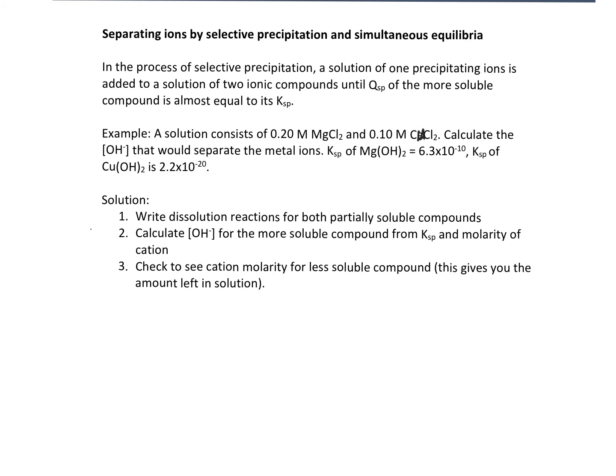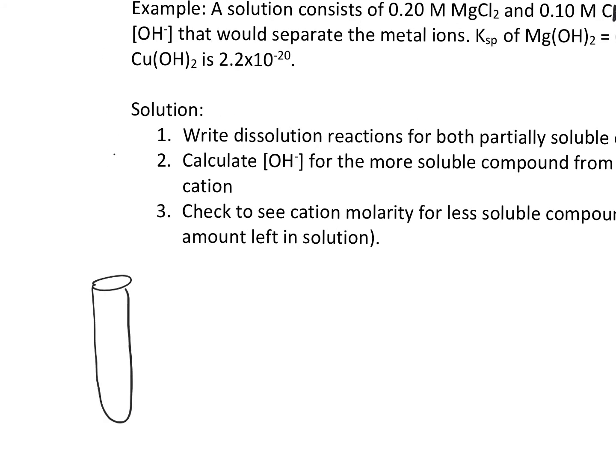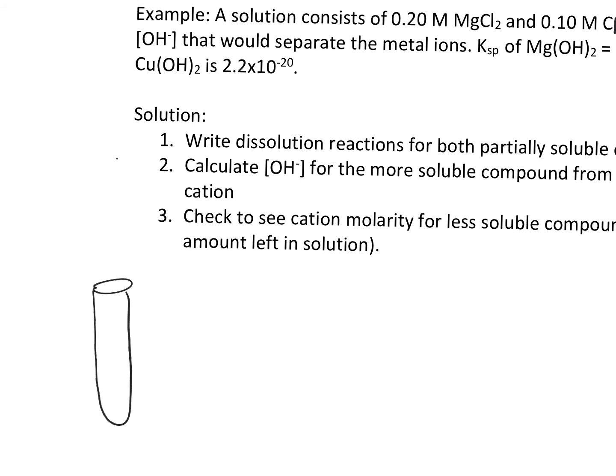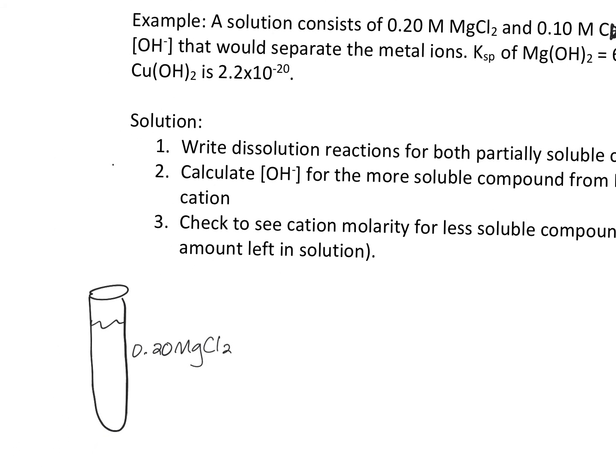So I think it's really helpful to see a picture of what's going on. So let's pretend you have 1 test tube, let's make it a little bit bigger. And it has a 0.2 molar solution of magnesium chloride, and it has a 0.10 molar solution of copper 2 chloride.